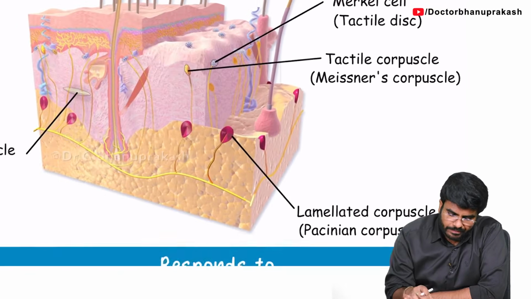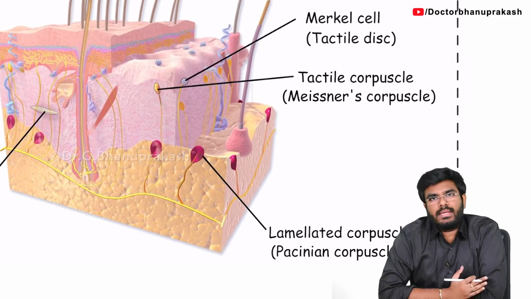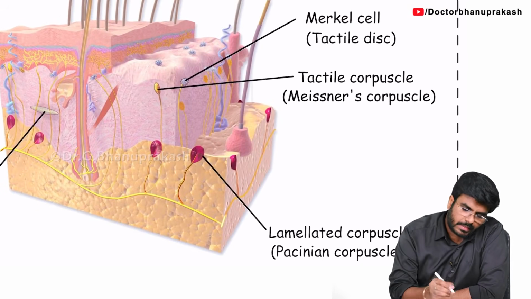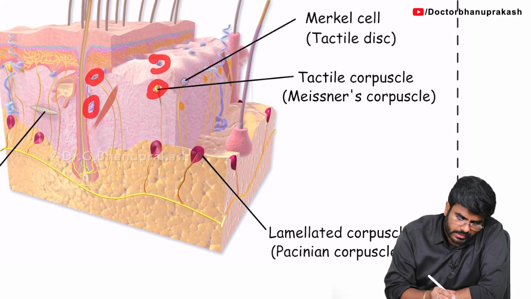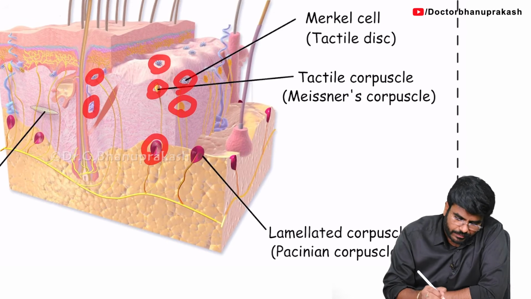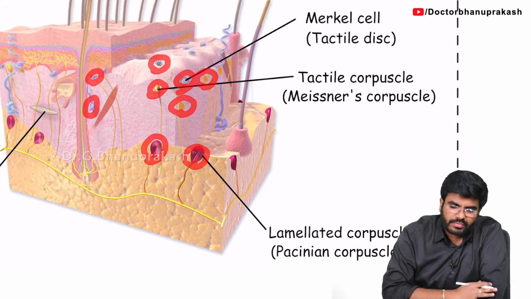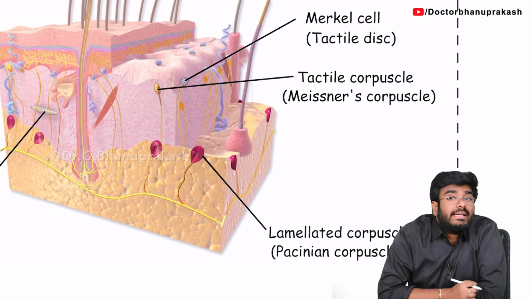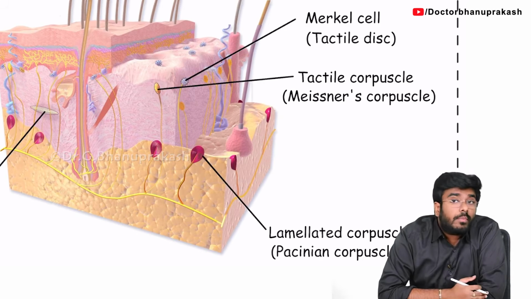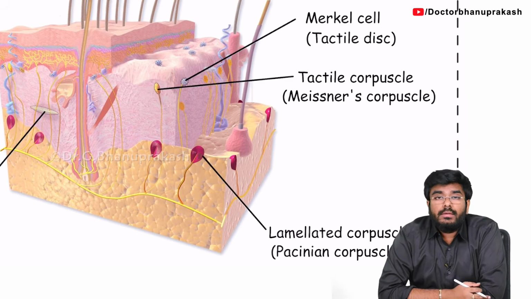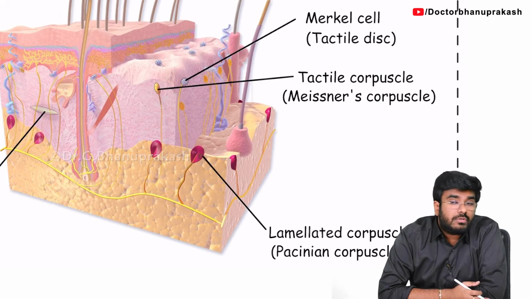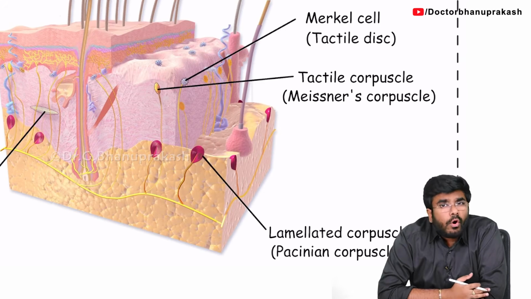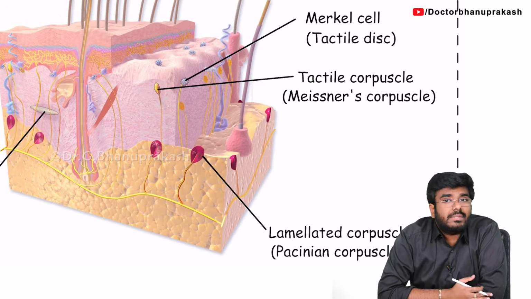Now you can see here in our skin there is epidermis, dermis, these layers are there. In the skin you can see there are different types of receptors. So why do we have different types of receptors? Different types of receptors will detect different forms of touch, different forms of vibration. For example, fine touch, crude touch, high frequency vibrations, low frequency vibrations, pressure. So to detect different forms of touch, we have different types of touch receptors.